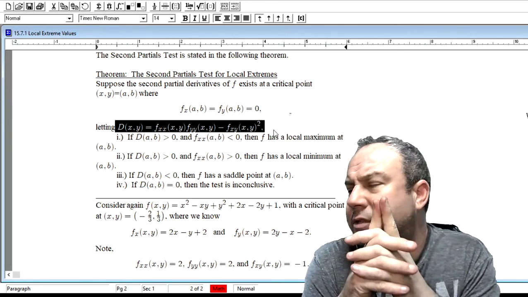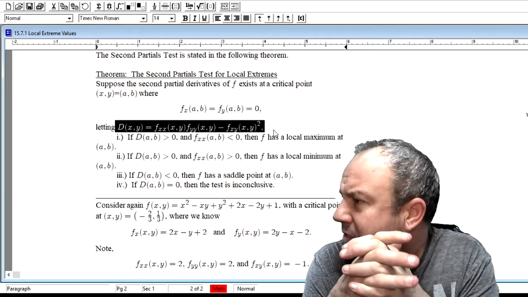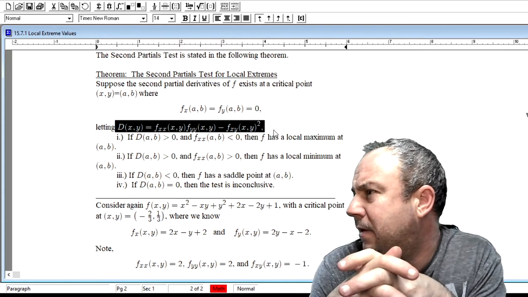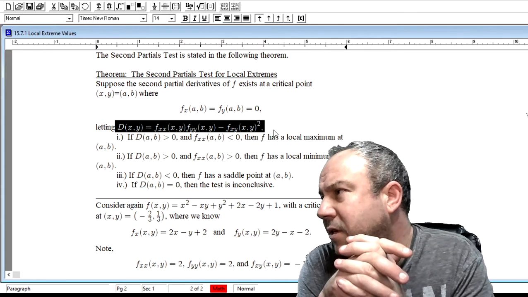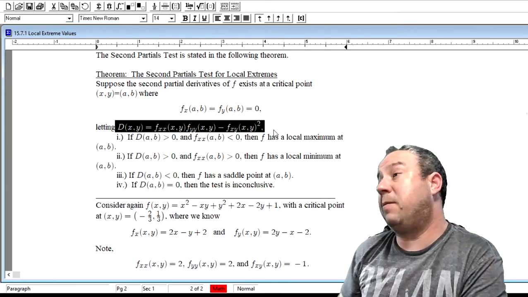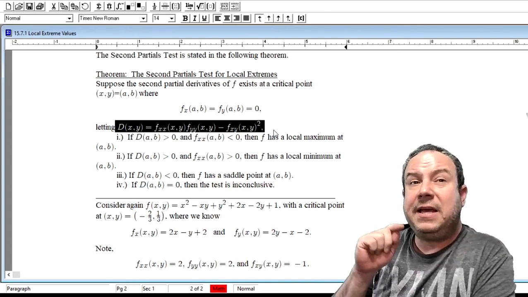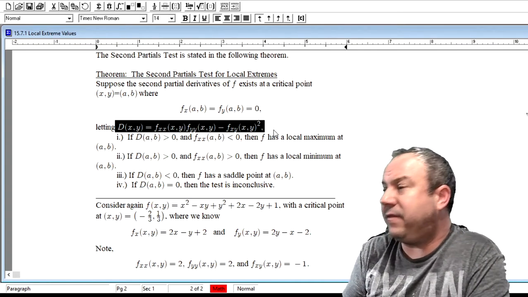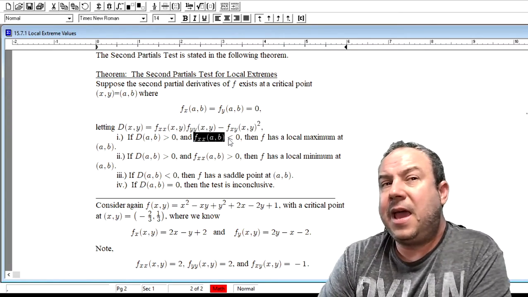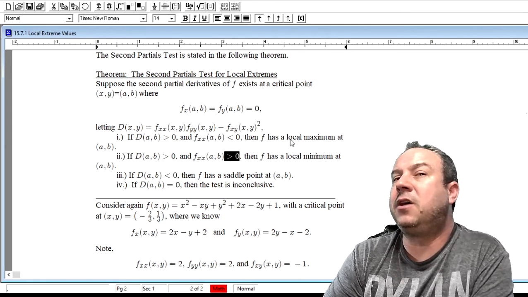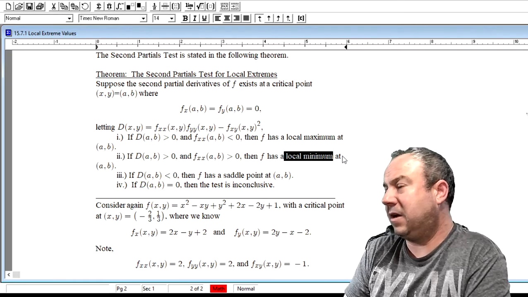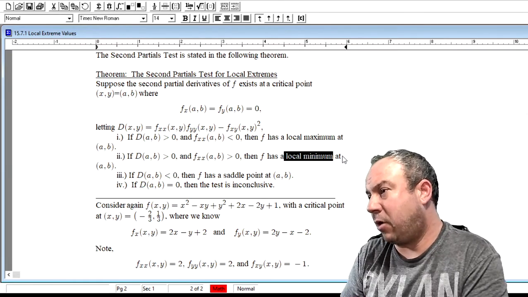If your discriminant's greater than 0, you have a local extreme value. If your discriminant's less than 0, you have a saddle point. And if it equals 0, the test is inconclusive. If the discriminant is greater than 0, and you have a local extreme value to determine if it's a max or a min, you then perform the second derivative test. You evaluate the second partial of f, either with respect to x or y. The formula uses x, but you could also use y. And depending upon the sign of that value will tell you whether you have a local minimum or local maximum, respectively. All right? That is the second partials test.